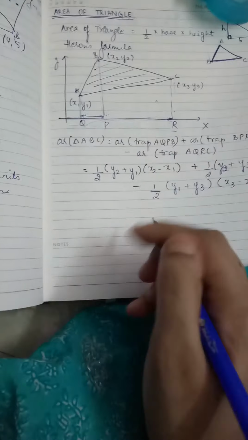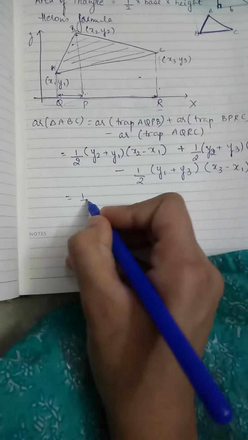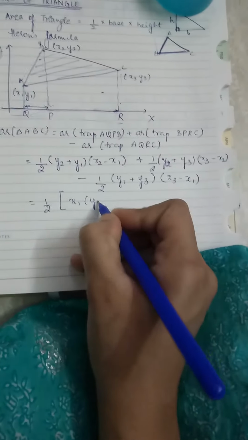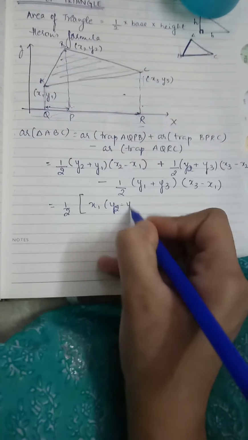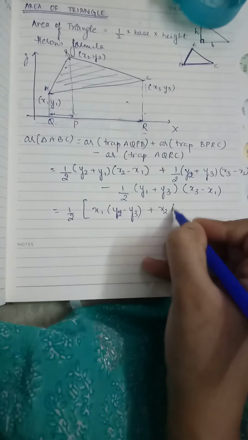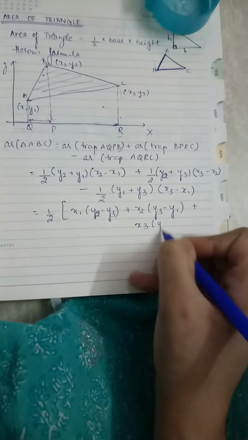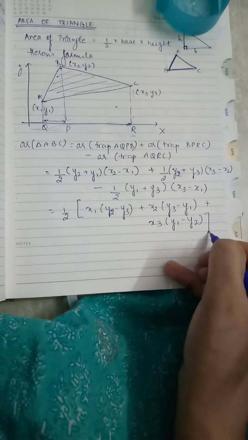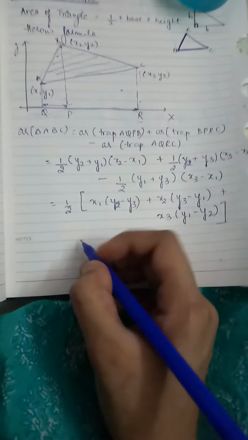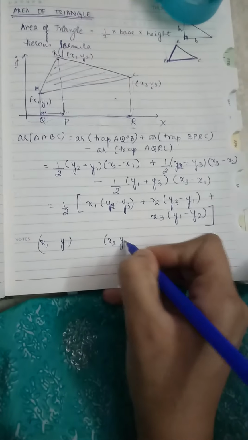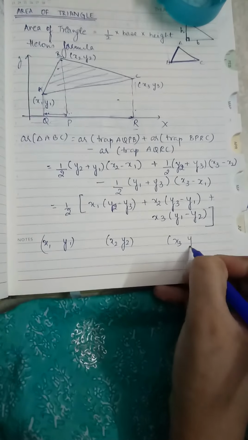So if we open these brackets, this will come out to be half, common x1 times y2 minus y3, plus x2 times y3 minus y1, plus x3 times y1 minus y2. This is in a cyclic order. This is the area of a triangle. If I write x1 y1, this is the first coordinate, x2 y2, and this is x3 y3.